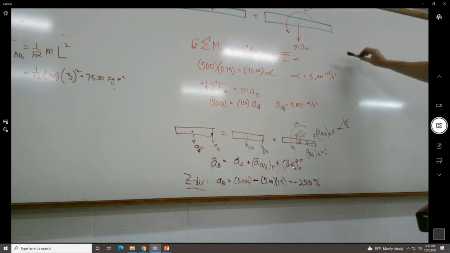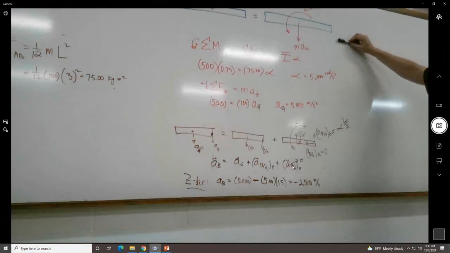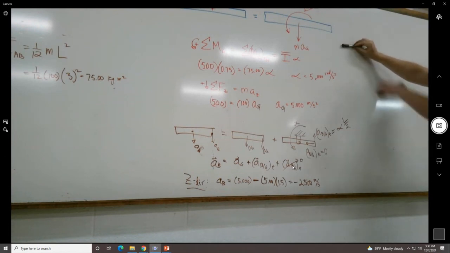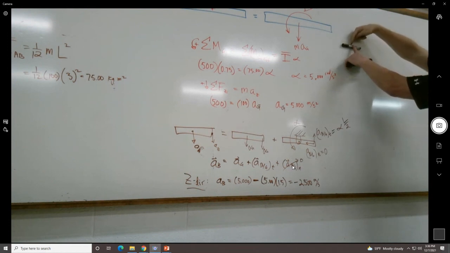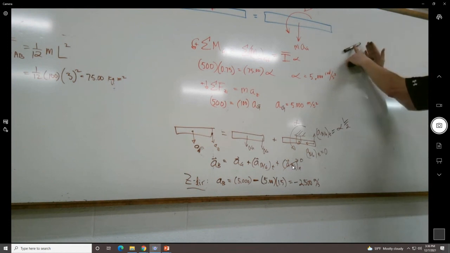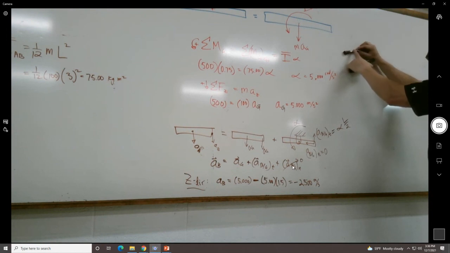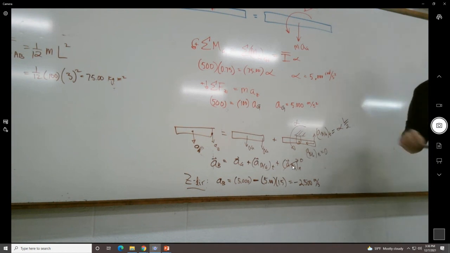So it's this thing right here. It is accelerating that direction. It's rotating that direction. But this end, because it's not being pushed at the center, is actually accelerating that way. This end, not as much as the center. So it's kind of going like that, which I guess kind of makes sense.